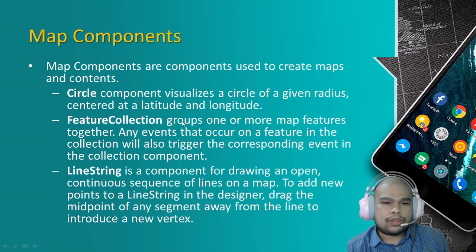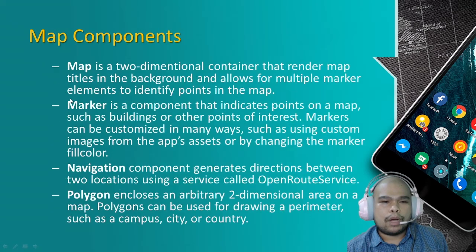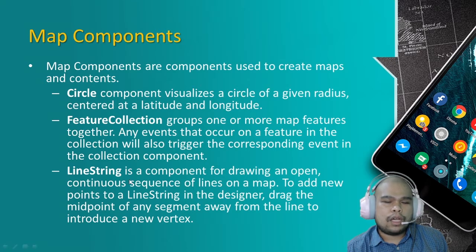Now, we also have feature collection. So, groups of one or more map features together. Any events that occur on a feature in the collection will also trigger the corresponding event in the collection component. So, let's say, for example, within a circle, meron kang tinatawag na marker. Itong marker na to are markers on the map that indicate a special location within the map. So, yung circle, yung line string, and yung mga markers na yon, if they're collected into a single location within the map, ang tawag natin doon is feature collection.